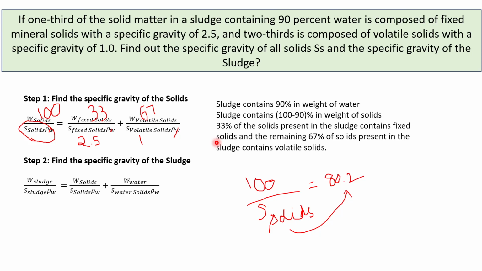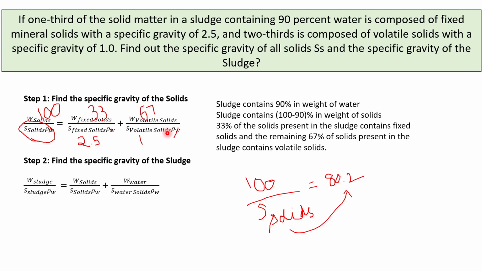So if we see solids, it has both fixed solids and volatile solids. So the formula application will be like weight of solids divided by specific gravity of solids into density of water is equal to weight of fixed solids divided by specific gravity of fixed solids into rho W plus weight of volatile solids divided by specific gravity of volatile solids into rho W. So this will be the concept. Okay, now you make the substitutions.